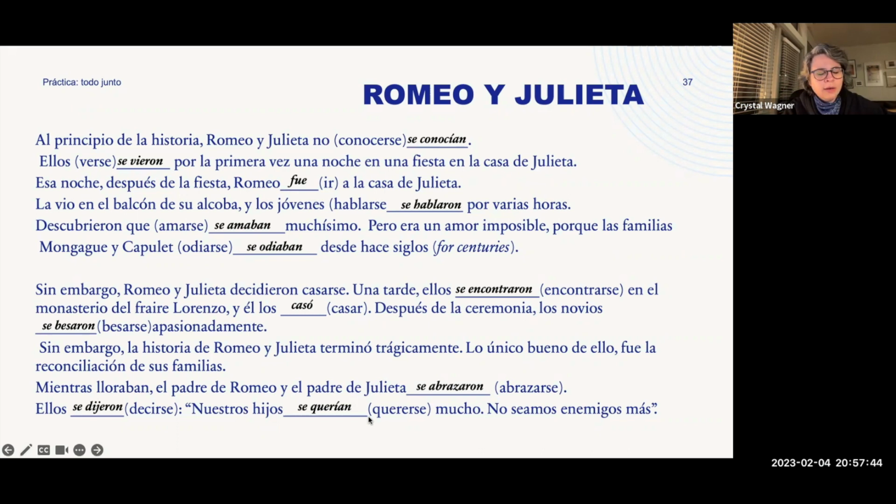Nuestros hijos se querían. Let's not be friends, or sorry, enemies any longer. So that is a great example of using the preterite and the imperfect and for using reciprocal constructions or reciprocal verbs.